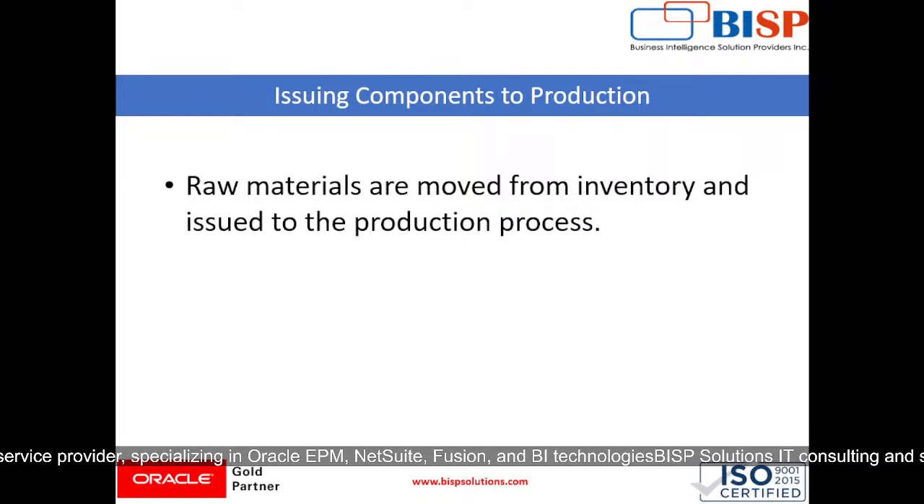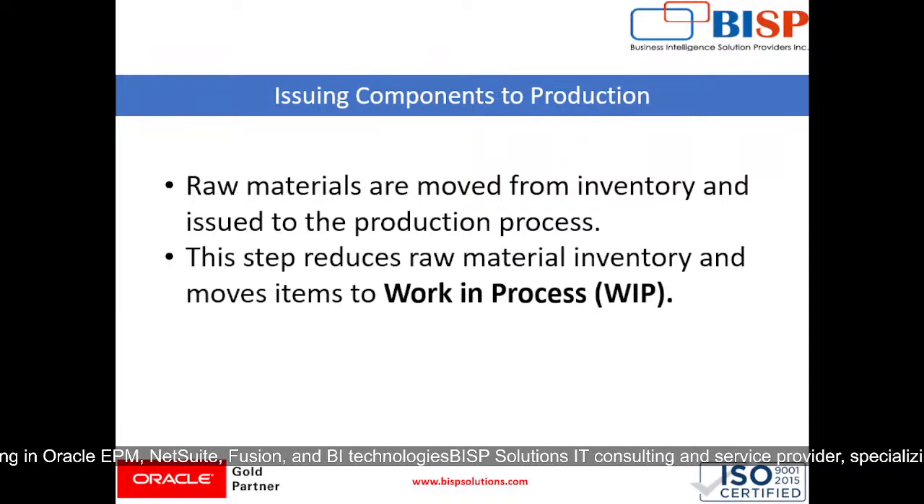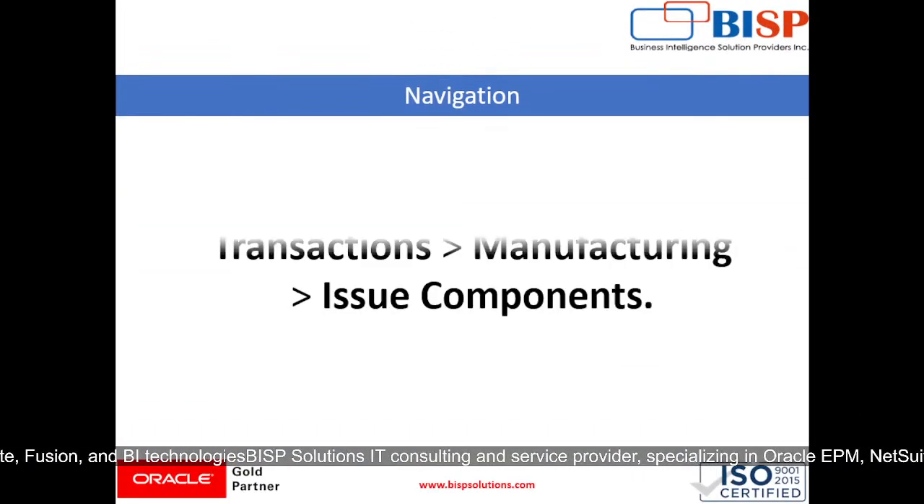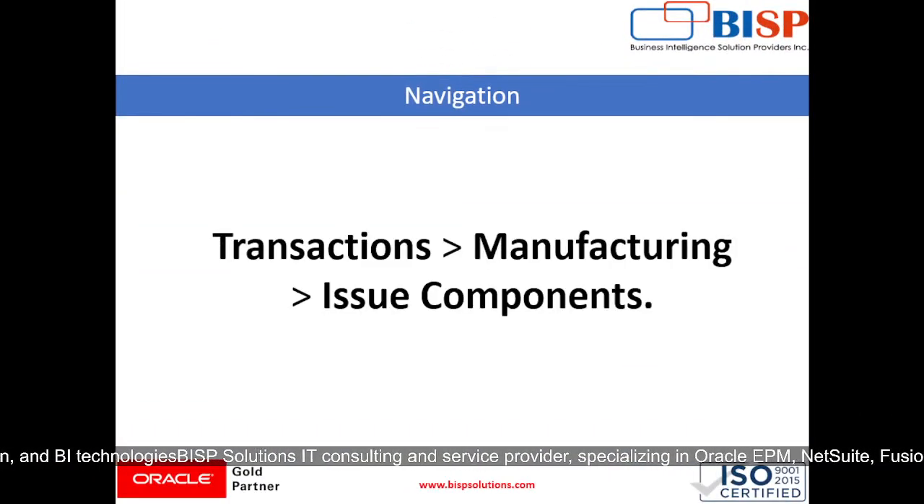Next is issuing components to production, where raw materials are moved from inventory and issued to the production process. This step reduces raw material inventory and moves items to work in process. For that, navigation is Transactions, then Manufacturing. Under Manufacturing we can see Issue Components, and then we have to select the work order and issue the required materials for this stage.